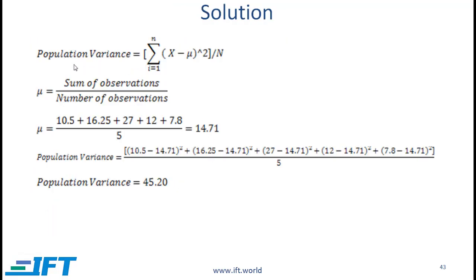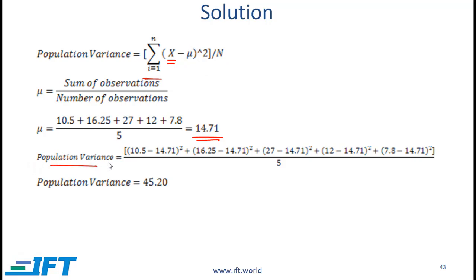Here is the somewhat ugly looking formula that I was referring to earlier, but notice this formula is doing exactly what I said. X represents each value, so i is equal to 1 to n, that's each value, minus the mean. The mean in this particular case is 14.71, and we are taking x minus the mean squared. This is the summation sign, so we are summing up all the numbers and dividing by n.